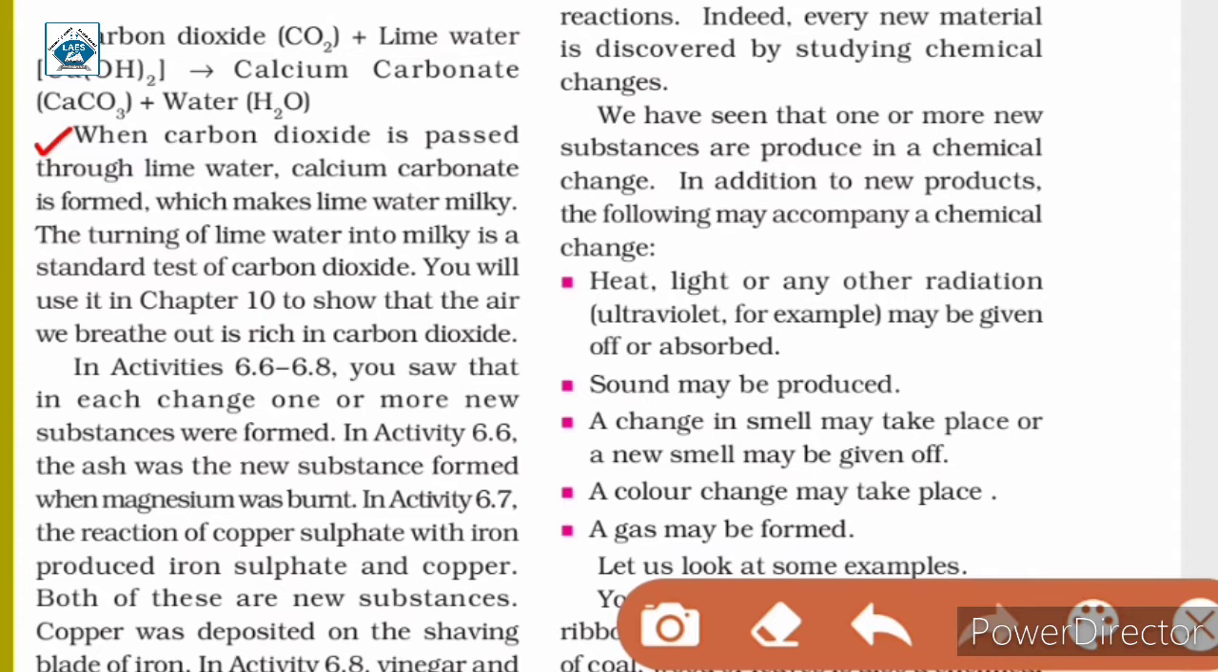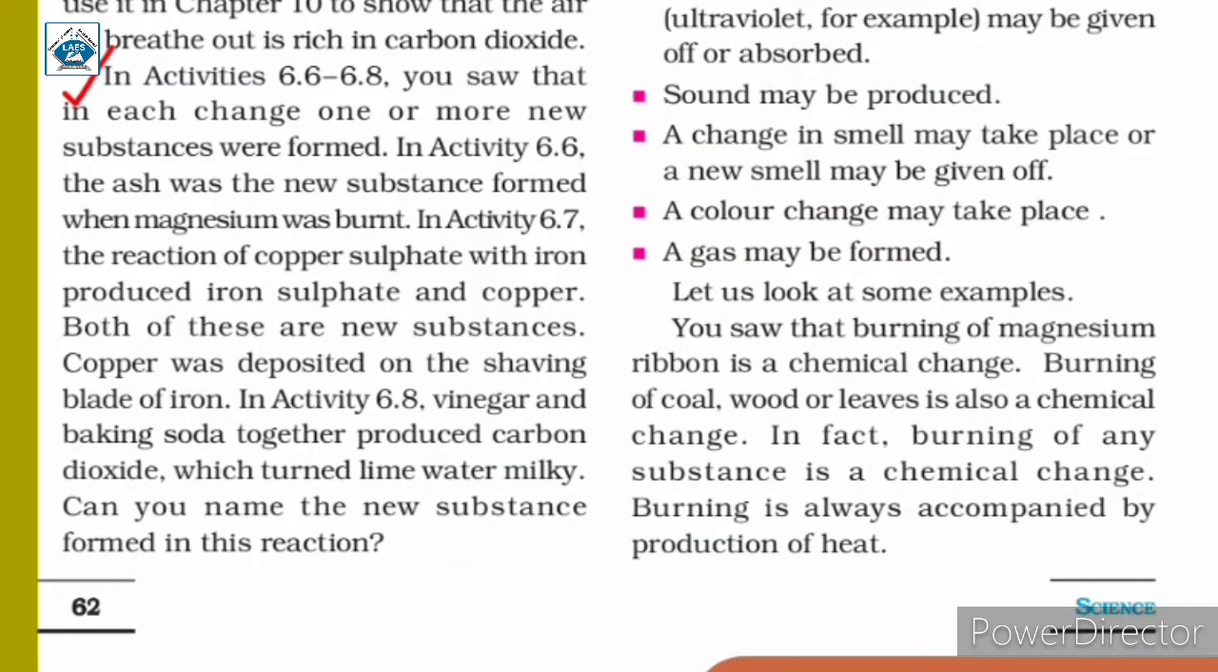So we can say that carbon dioxide turns lime water milky or white in color. Because during this chemical reaction between carbon dioxide and lime water, calcium carbonate is formed, which is a white substance insoluble in water. In activities 6.6 to 6.8, you saw that in each change, one or more new substances were formed. In activity 6.6, the ash was the new substance formed when magnesium was burned.